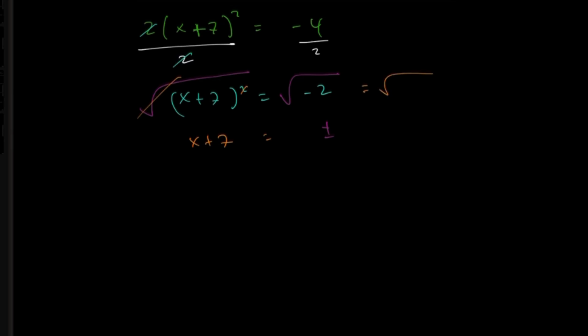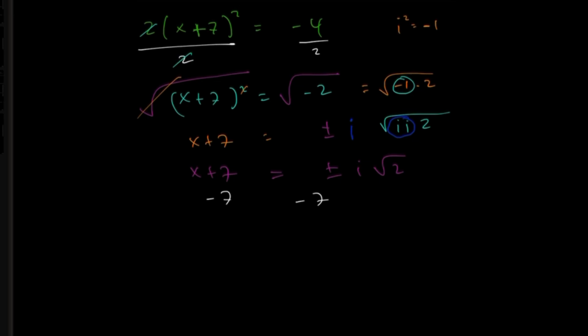Like how Mr. Ray was saying, i squared equals -1. So when we do -1 times 2, that is becoming i times i. And that's a pair. So that can actually come out. So x plus 7 equals plus or minus i radical 2. And we'll subtract 7. So our answer is x equals -7 plus or minus i radical 2.